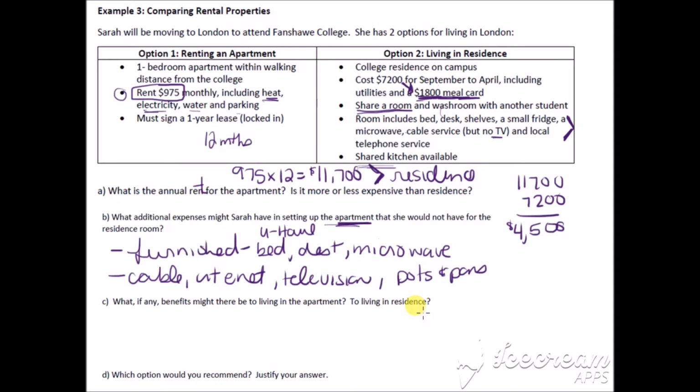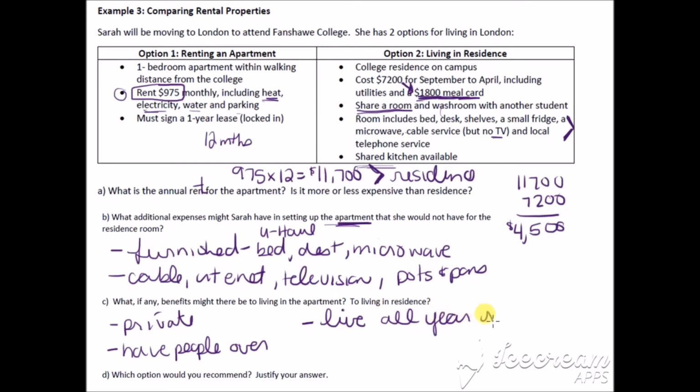Okay, what if any benefits might there be to living in the apartment? Okay, so it's private. You can have people over whenever you want. You can live there all year round. So if you get a job or maybe you meet friends or you want to take a summer course, you can live there all year round. Eat the food you want. You don't have to be forced into eating the fast food.